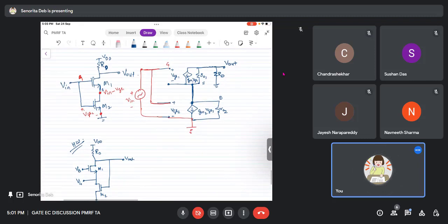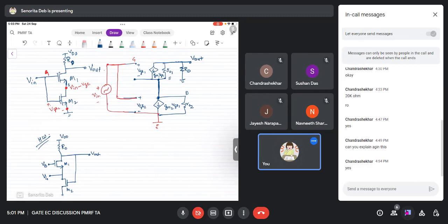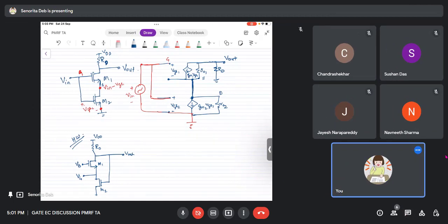Okay, I think this resolution is better. So quickly try to copy it down. In the next class we will see how to find the Rout value, how to find the gm value, and we will find the voltage gain like that. And after that we will solve the questions that have come in GATE, GATE previous years. So please do this and let me know when you are done.